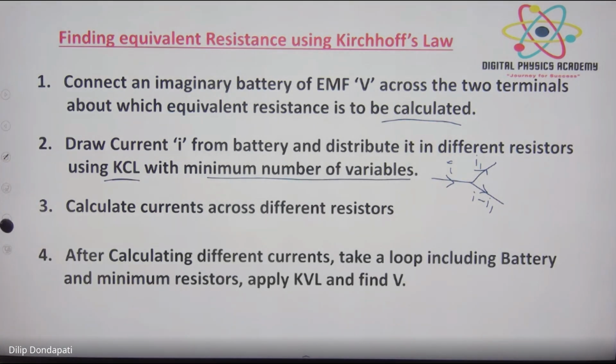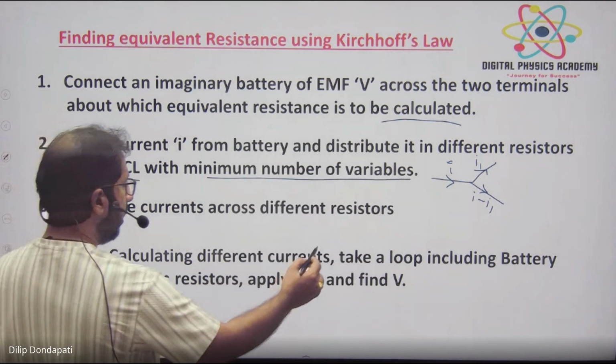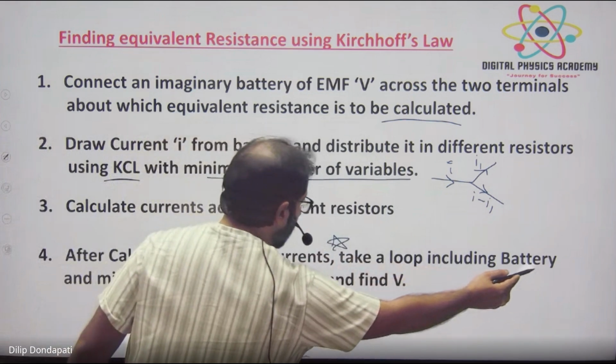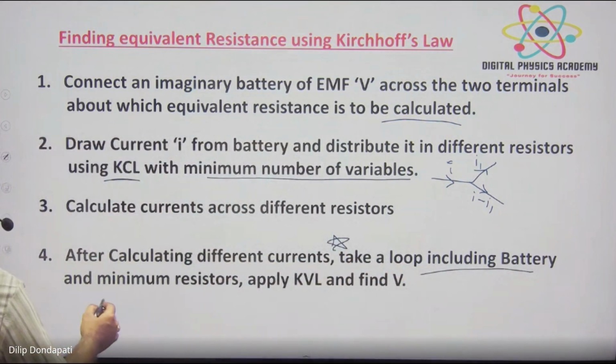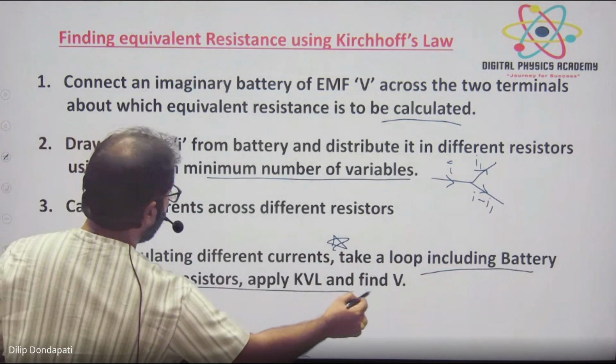Next, after calculating different currents, take a loop. Important step: take a loop including the battery. The battery should be there compulsorily, with the minimum number of resistors. Apply KVL and find V.